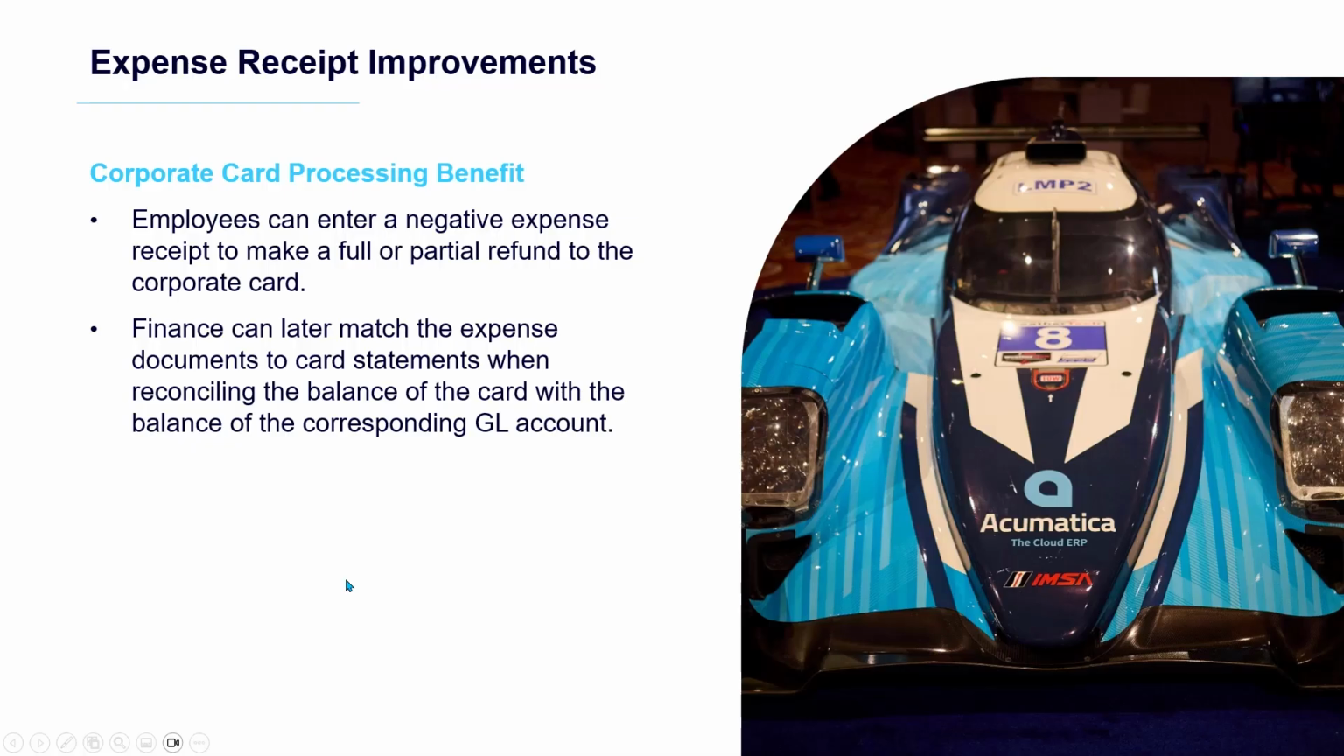So recapping what we just saw with the expense receipt improvements is that now employees can enter negative expense receipts to make a full or partial refund to the corporate card, and that allows finance to later match those expenses with the card statements when reconciling the card balance as well as what needs to be entered into the corresponding general ledger account.